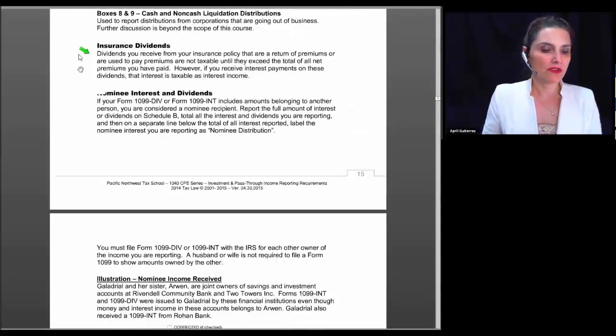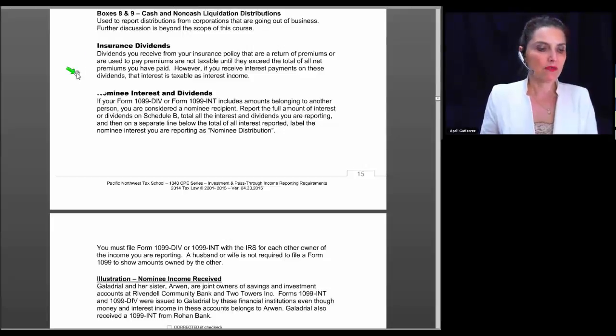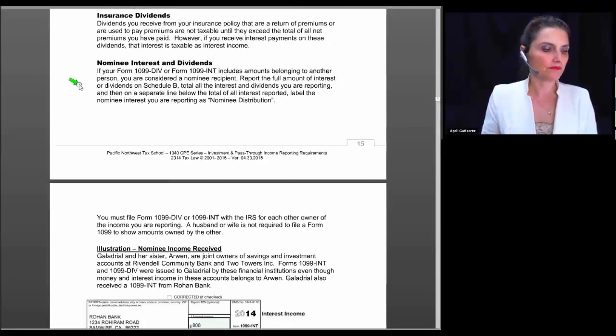Let's move on to insurance dividends. Dividends you receive from your insurance policy that are return of premiums or are used to pay premiums are not taxable until they exceed the total of all net premiums you have paid. However, if you receive interest payment on these dividends, then the interest is taxable as interest income.